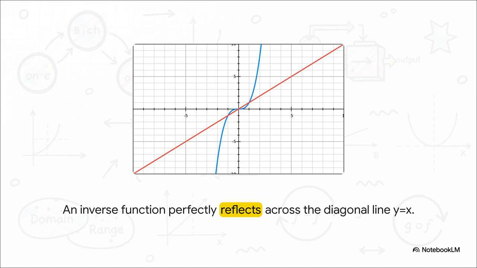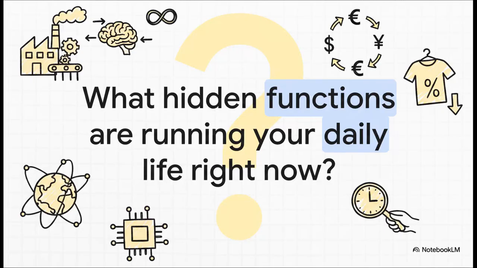That diagonal line essentially acts as a mirror. It's visual proof that you have successfully swapped your inputs and outputs. The domain of the first machine has literally become the range of the reverse machine. We've covered a ton of ground today, from the basic factory floor all the way to reversing complex mathematical assembly lines. But these concepts aren't just trapped on a whiteboard in some classroom. They actively govern currency conversions, physics, computer algorithms, and yeah, even calculating the discount on that shirt you want to buy.